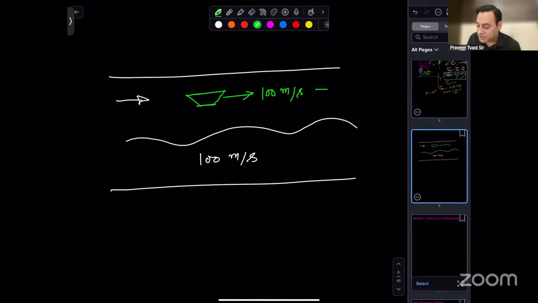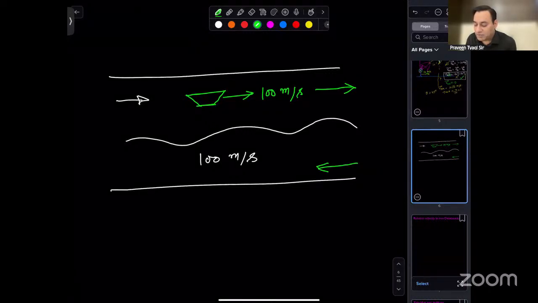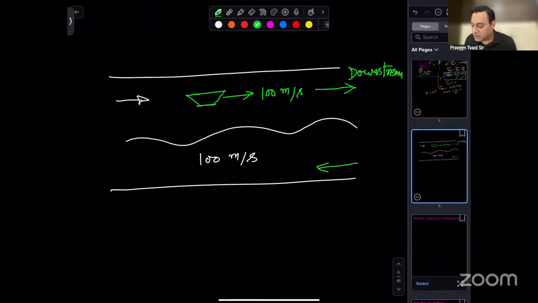And this direction is called downstream. This direction, if somebody is moving this direction, that is called upstream. So the boat will move downstream with the same speed as that of the flow of water of the river, 100 meter per second. And now this direction is downstream. If someone is trying to move in this direction, that's called upstream. And we'll do questions based on that.